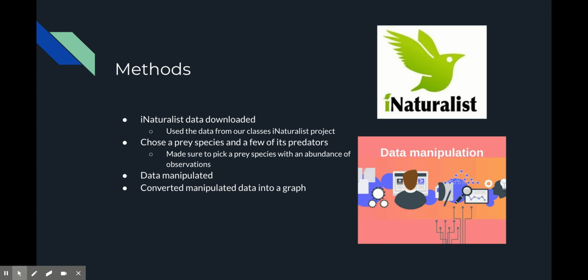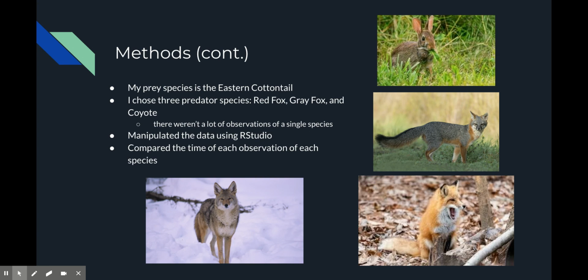So to do this, I just downloaded our class iNaturalist project. I chose a prey species and 3 of its predator species because the predator species I chose didn't have a lot of observations alone. So I combined predators with a common prey and did it like that. I then manipulated the data and converted it into a line graph.